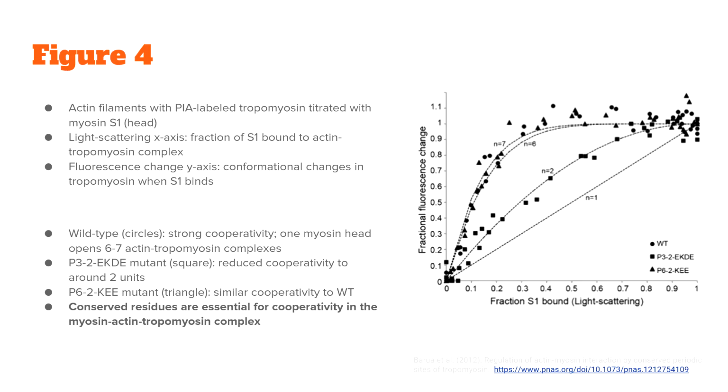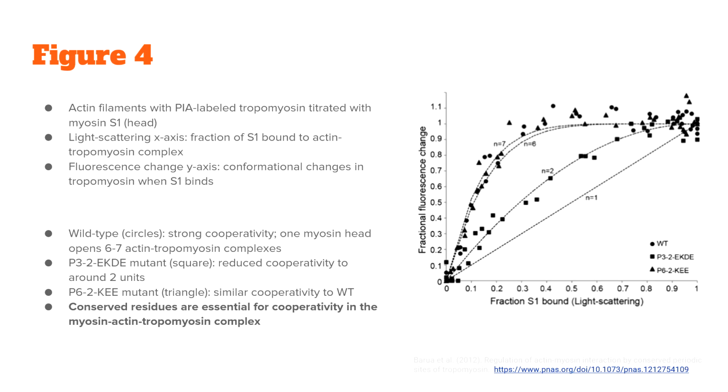So figure 4 is a titration of the actin filaments, which are PIA labeled, and PIA is a fluorescent probe, so basically when it's interacted with, it releases some light that can be detected. It's titrated with the myosin S1, which is the myosin head. Our x-axis shows the fraction of S1 bound to the actin tropomyosin complex, and our y-axis measures that fluorescent conformational change in tropomyosin when S1 binds. So our wild type is shown in the circles here. It has a strong cooperativity. One myosin can open about 6 or 7 actin tropomyosin complexes.